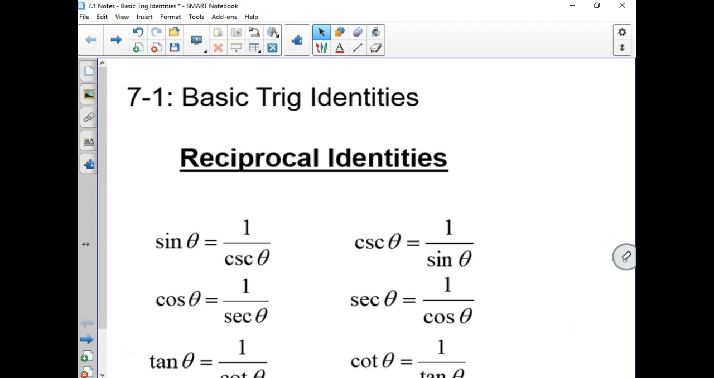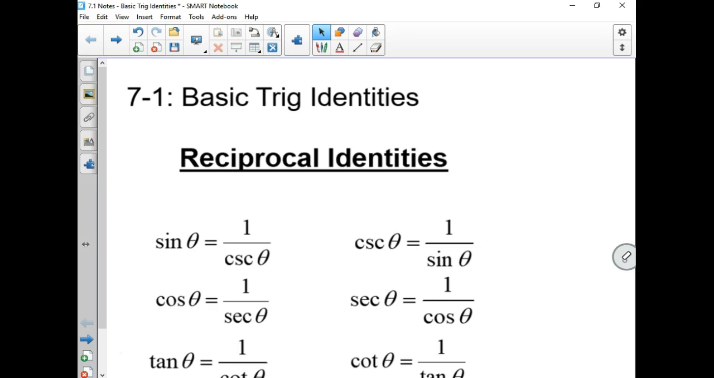This section is going to give us an introduction to our basic trig identities. An identity is something that is known or proven to be true. You assume in these cases it's true. So a lot of these identities we have already learned.